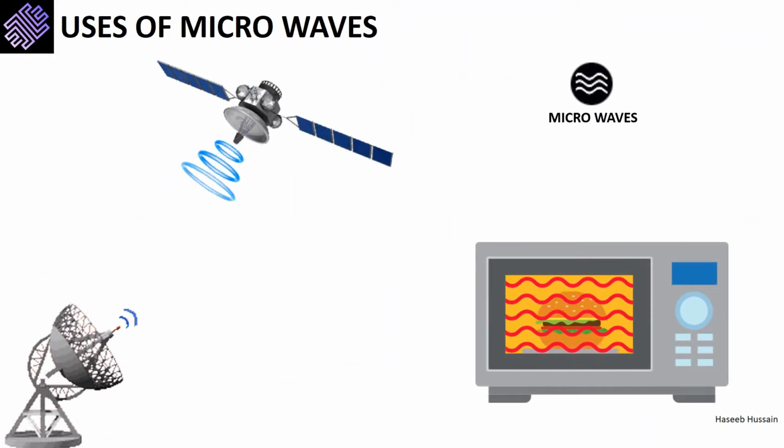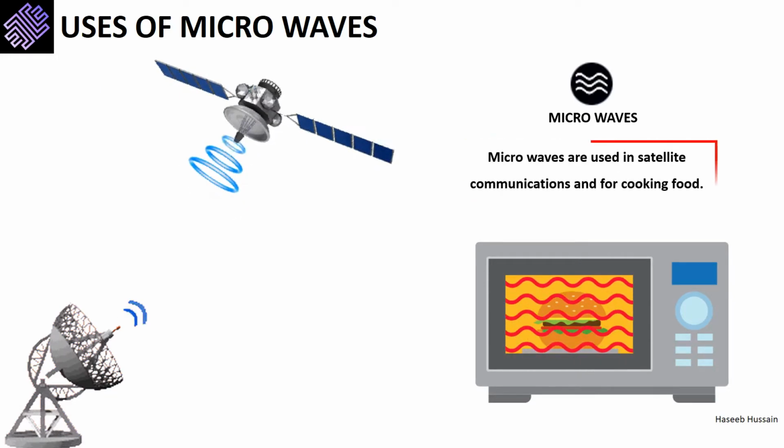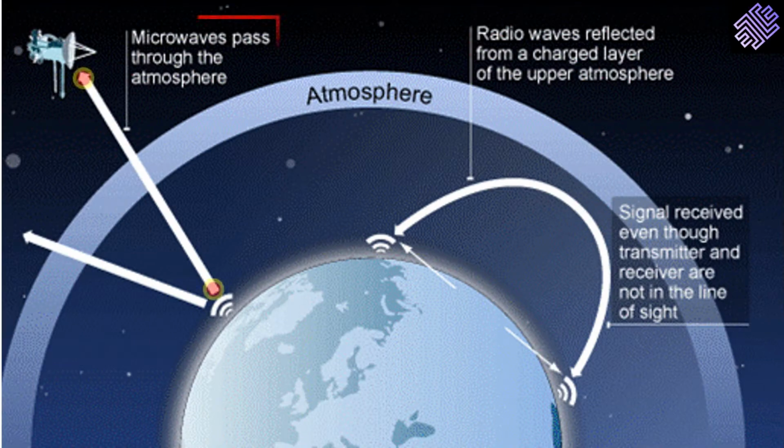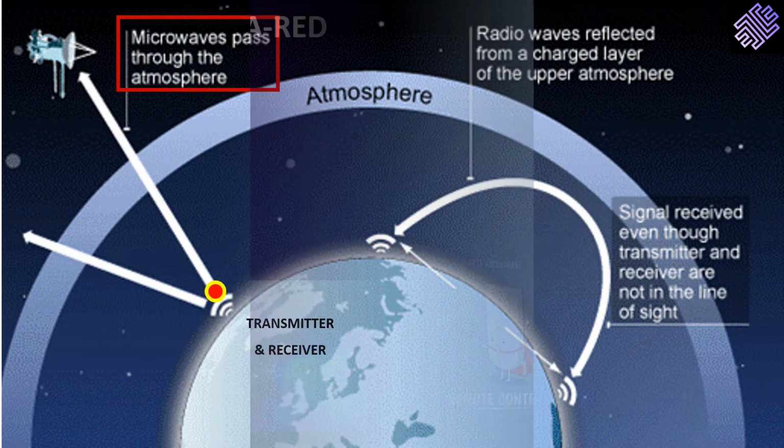Microwaves are used in transmission of satellite communications and cooking of food in microwave ovens. The reason why microwaves are used in satellite communication is because, unlike radio waves, they can easily pass through the ionosphere. Here we have a transmitter and a receiver. A signal is sent from the transmitter, which is later received by the satellite. The satellite sends a signal in response, which is received again by the transmitter. Through this means, communication occurs uninterrupted.